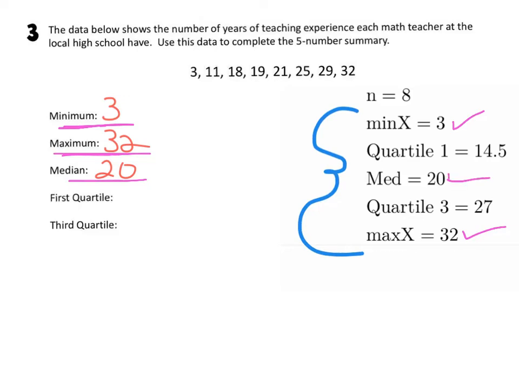Now, as far as quartile 1, that is something that we needed, so I'm just going to fill that in. 14.5, and the third quartile is 27. Once you get used to this, it will move along quite quickly, and you can calculate all of this within a few seconds.